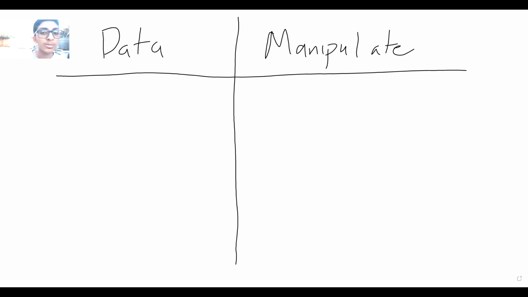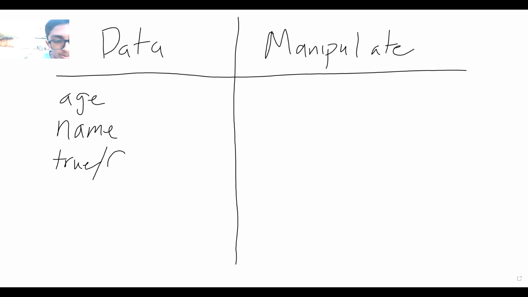And we need to represent this data in code. So let me just give some examples. Age would be represented as an integer, as a number. The name is represented as a string of characters. Then we have the true or false value. This is called a Boolean. Funny word, but it's called a Boolean in code. So we have these kinds of data.